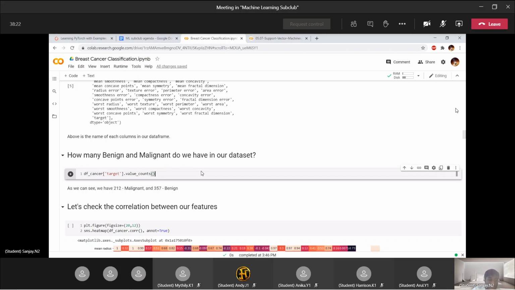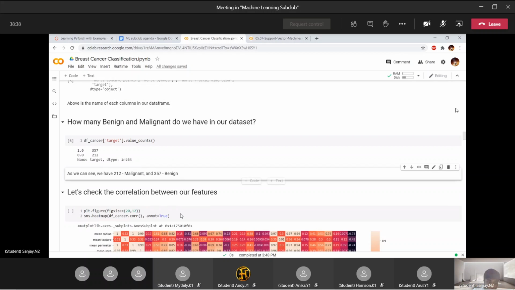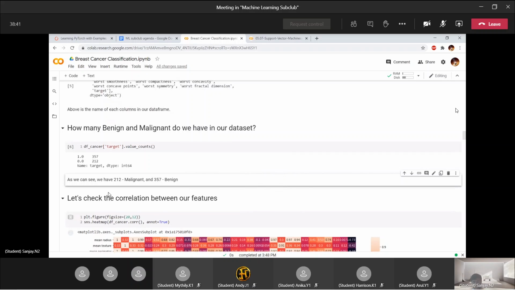So let's go back to this. We run this and we see that we have 212 malignant people and 357 benign, which is a little bit imbalanced, but overall it's balanced enough that we don't have to do some extra steps. So next thing we do, which is also important, but it depends on the context.